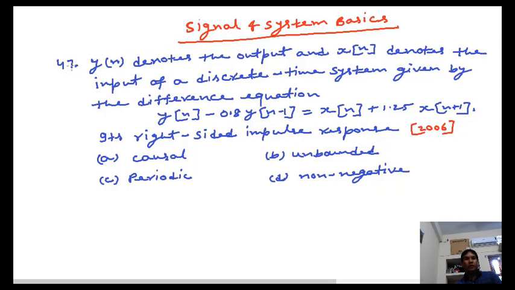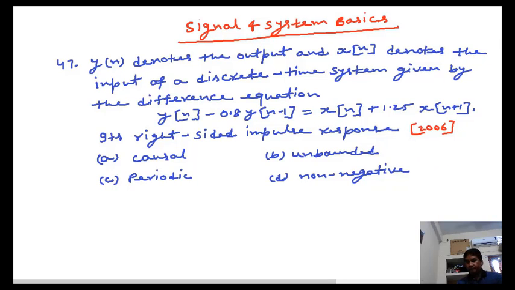So here the 47th question is: y[n] denotes the output and x[n] denotes the input of a discrete time system, given by the difference equation y[n] minus 0.8 y[n minus 1] equal to x[n] plus 1.25 x[n plus 1]. Its right-sided impulse response is, and there are four options given: causal, unbounded, periodic, non-periodic. This question was asked in GATE 2006. So let us see which one of the given options is correct.